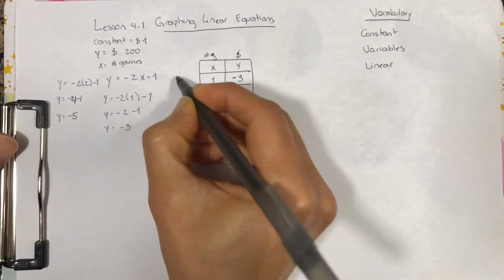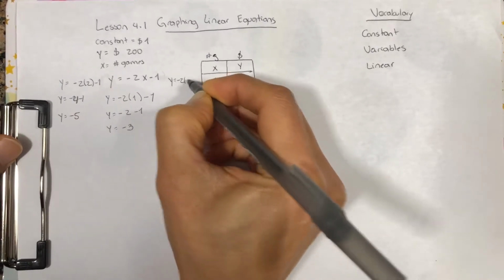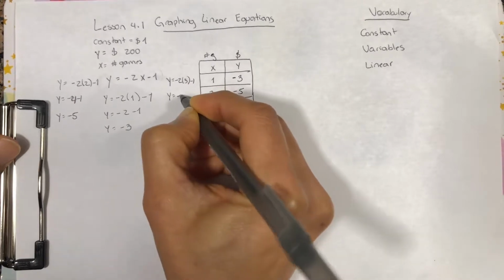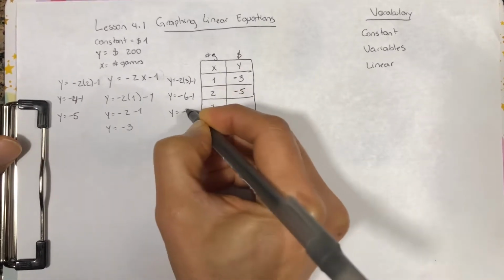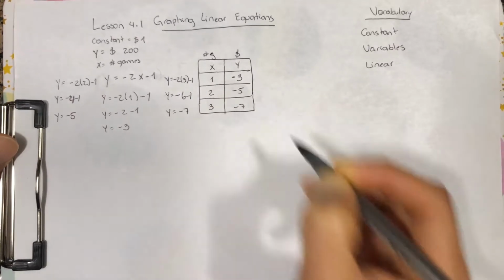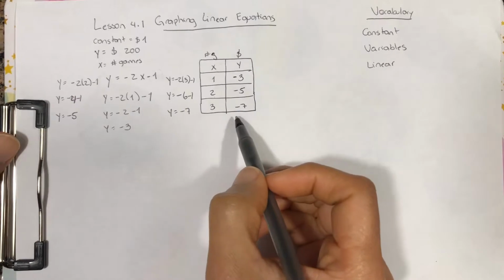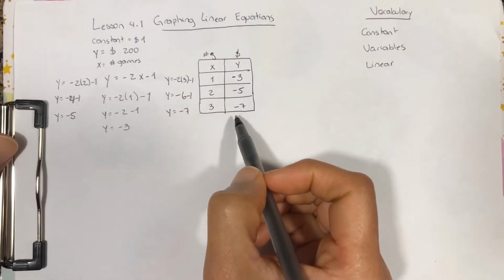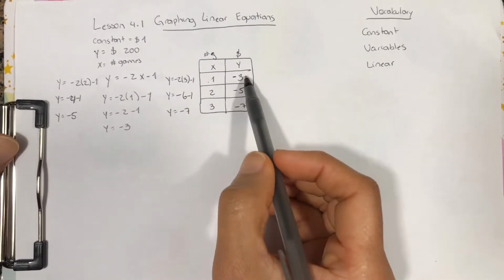And if I play 3 games, y is equal to minus 2 times 3 minus 1. Y is equal to minus 6 minus 1. Y is equal to minus 7. And I have the 3 possible values that I use. So see, in these equations, there is more than one answer. And they have values of x and y.